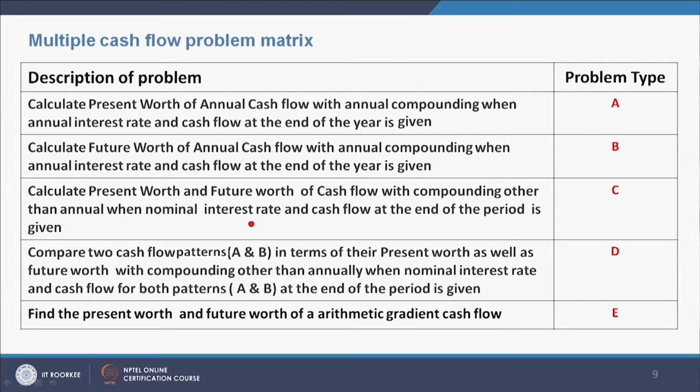Compare two cash flow patterns A and B in terms of their present worth as well as future worth with compounding other than annually when the nominal interest rate and cash flow for both patterns A and B at the end of the period are given. We will call this problem type D. Find the present worth and future worth of an arithmetic gradient cash flow. We will call it problem type E.